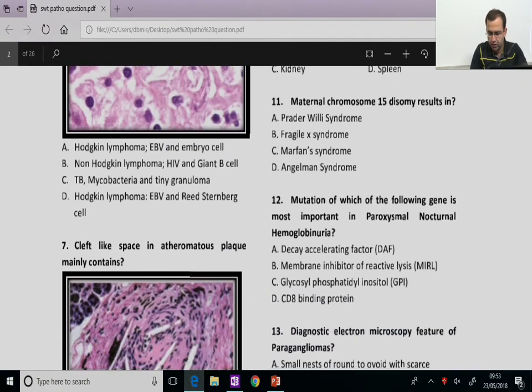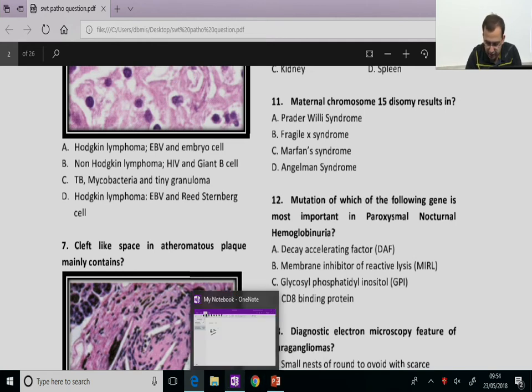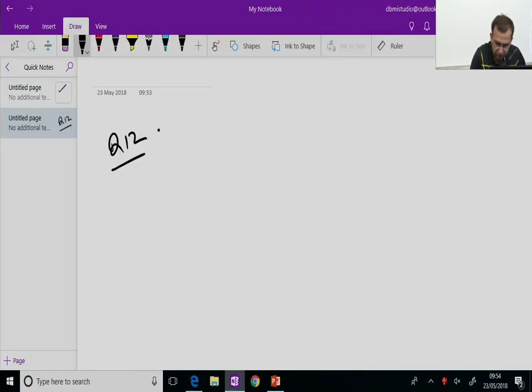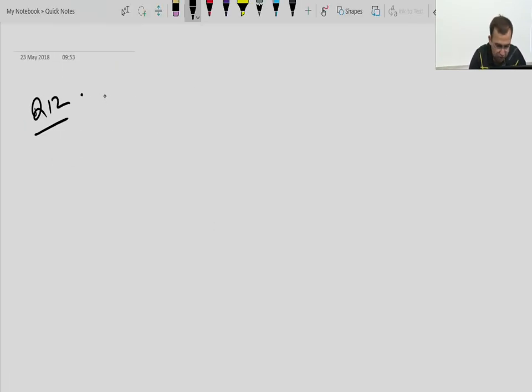Mutation of which of the following is most important in PNH? We have already seen the pathogenesis of PNH. The answer is C, that is GPI linked anchor protein. In question 12, the answer is C, that is GPI linked anchor protein. And PNH, we have already seen in detail the pathogenesis.